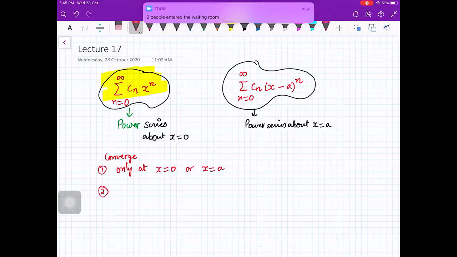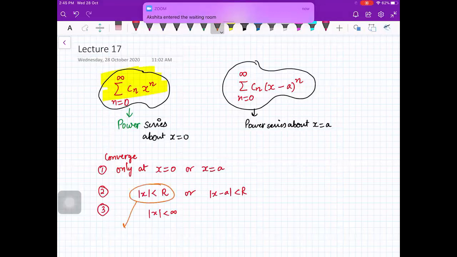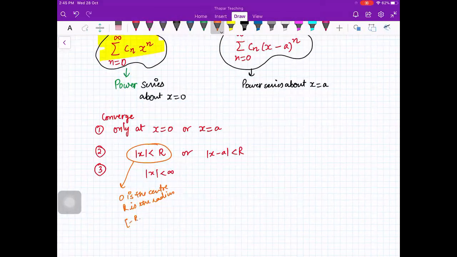Second was, for a region of this type, mod x less than r, or mod of x minus a less than r. This is what we have already done. Or for mod x less than infinity, right? So here, in this case, we say that 0 is the center, r is the radius, and minus r to r is the interval of convergence.